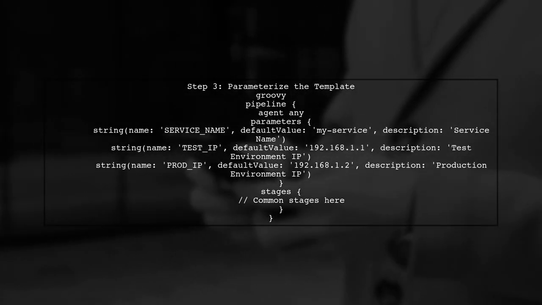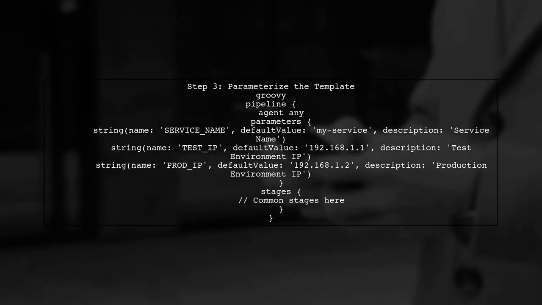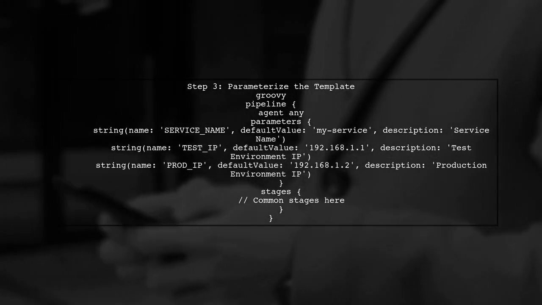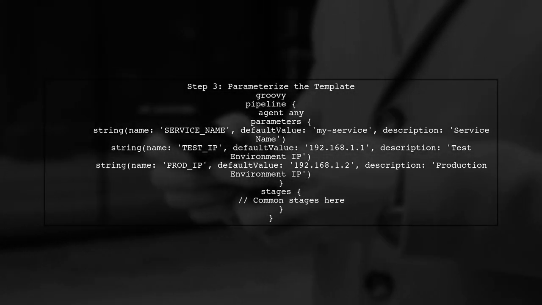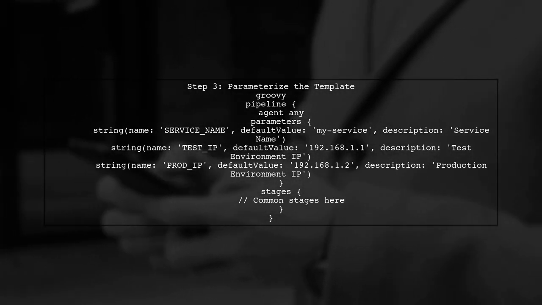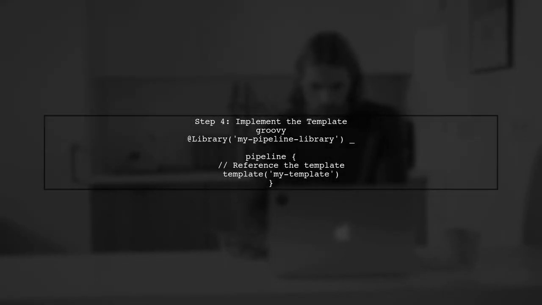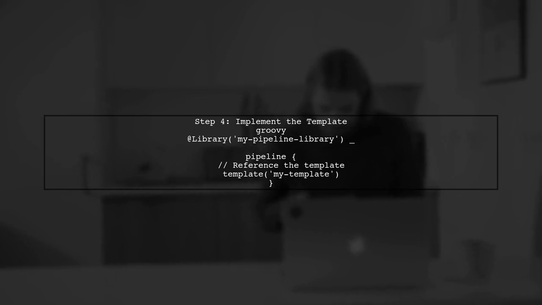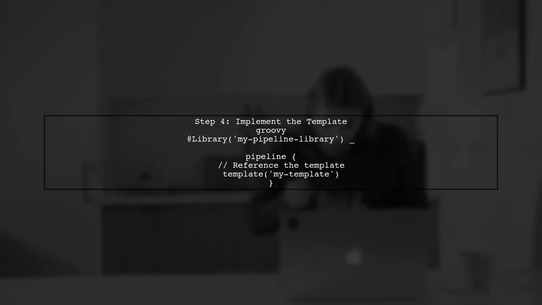Now, we can parameterize our template to allow for project-specific properties, such as service names and environment IP addresses. This way, each project can customize its pipeline without duplicating code. Finally, to implement this template for each project, simply reference it in the project's Jenkins file. This will reduce redundancy and make maintenance much easier.